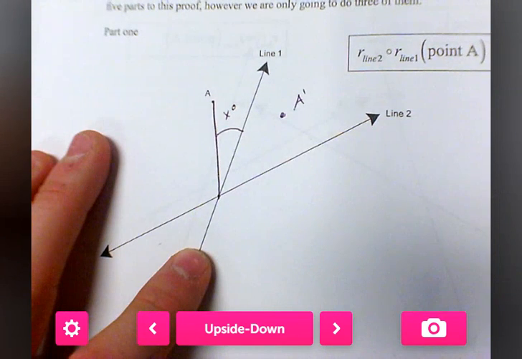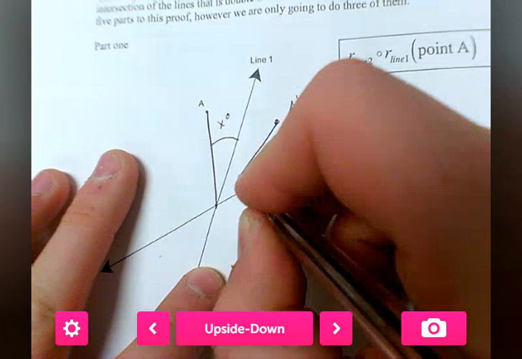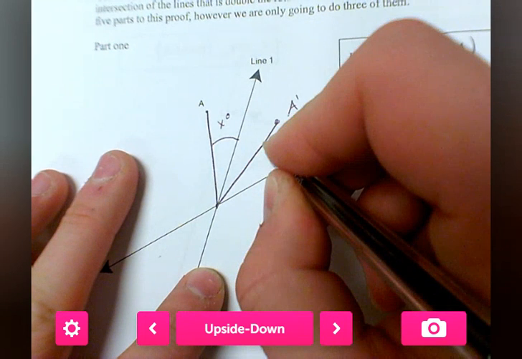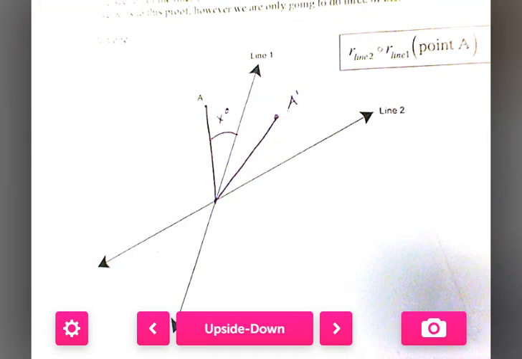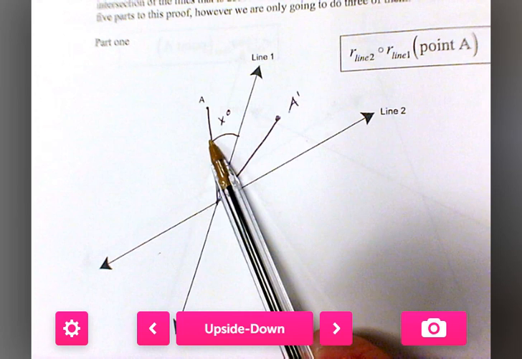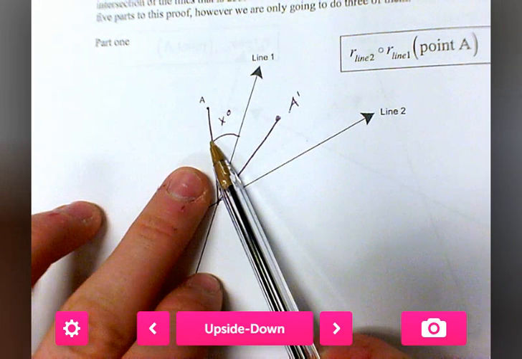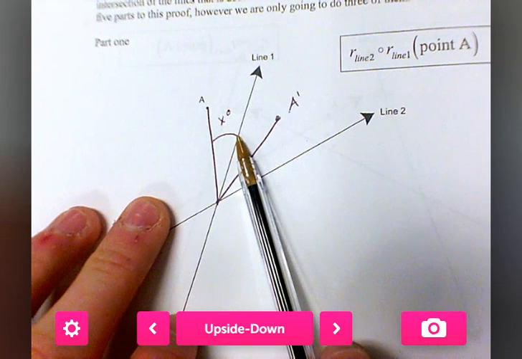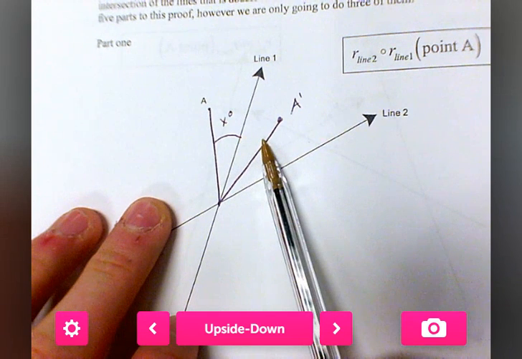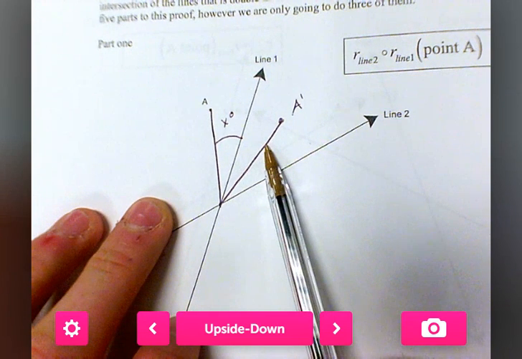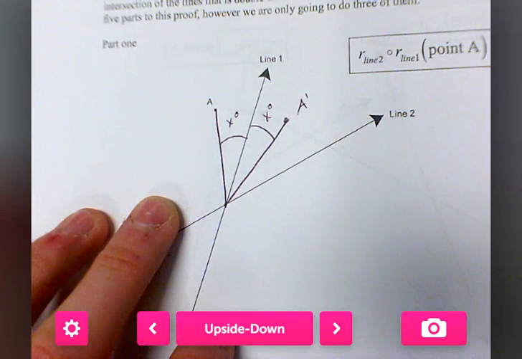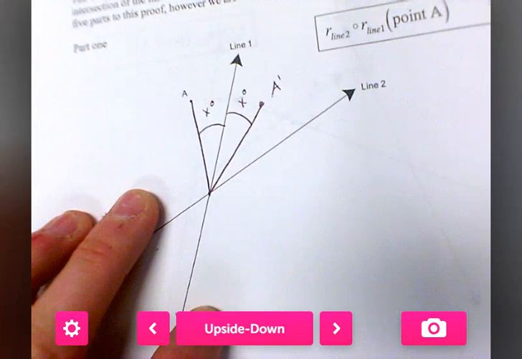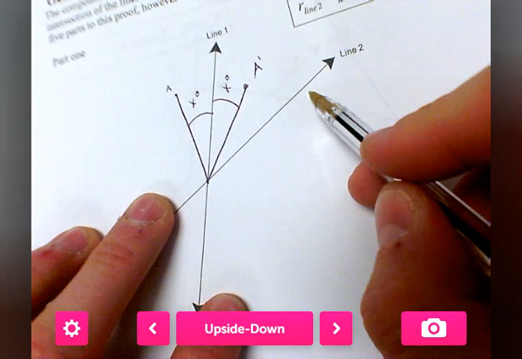I'm going to draw a line from A prime to the center point. So here we go. Starting at A, we went x degrees to the line. So how many degrees are we going to go past the line? X degrees. Good. So this is x degrees. Now we've got to reflect over this line 2 right here.